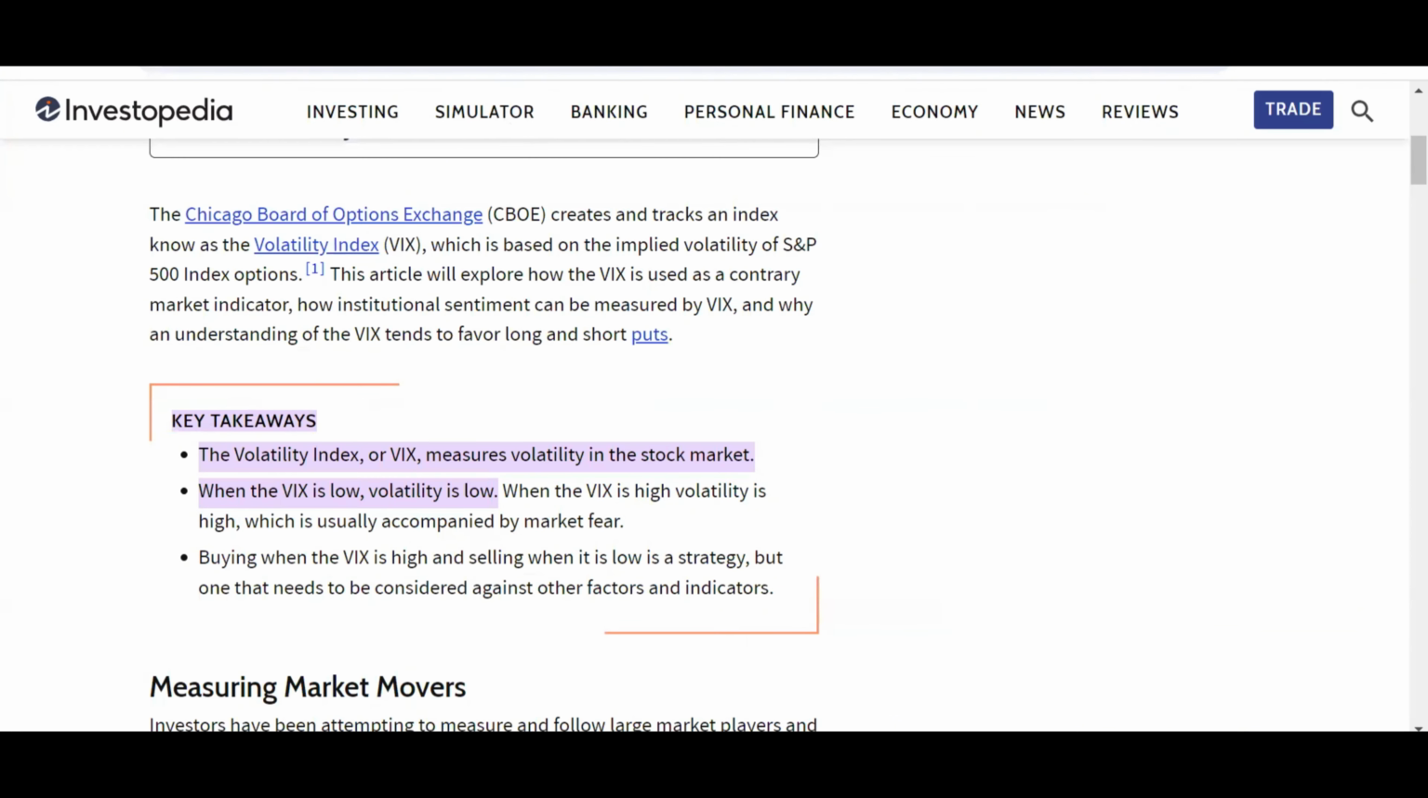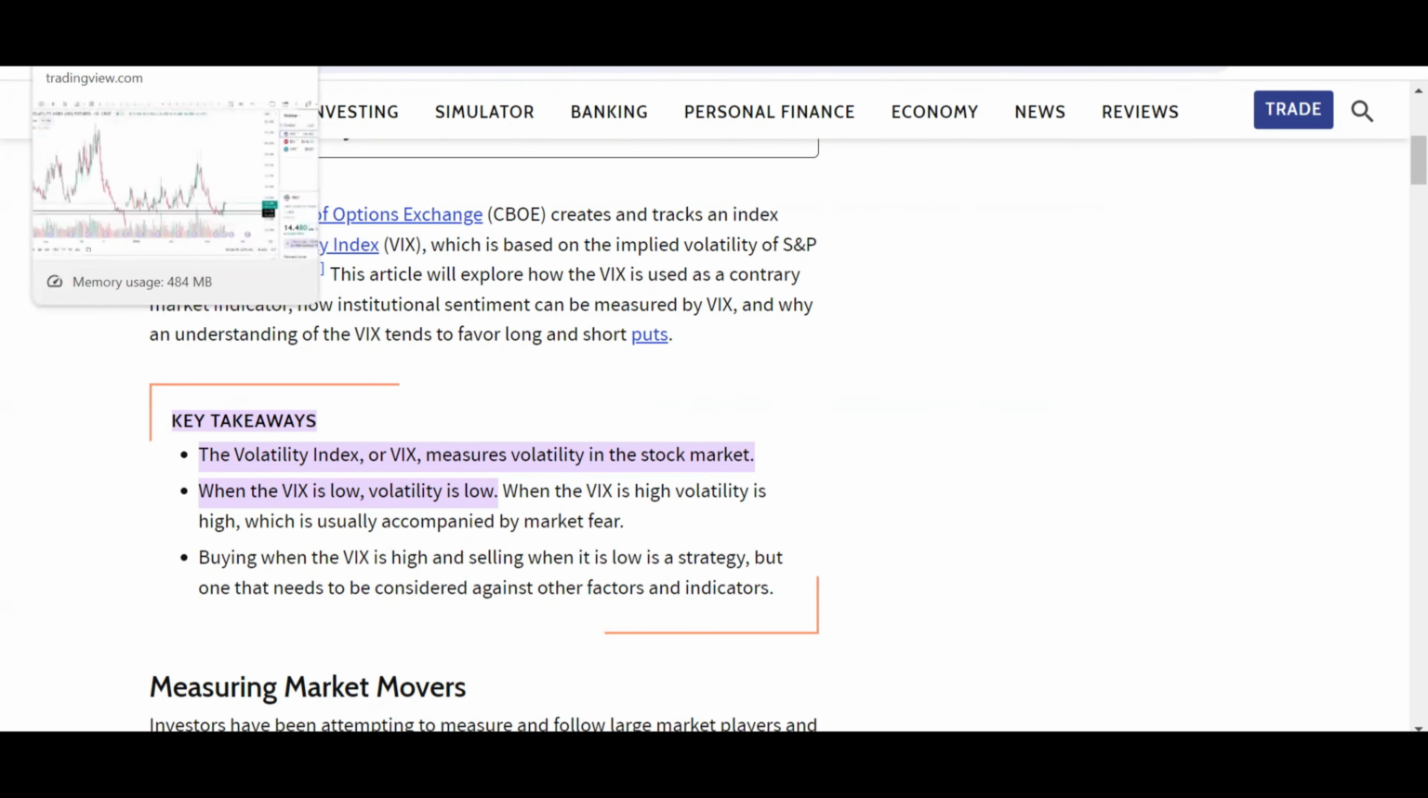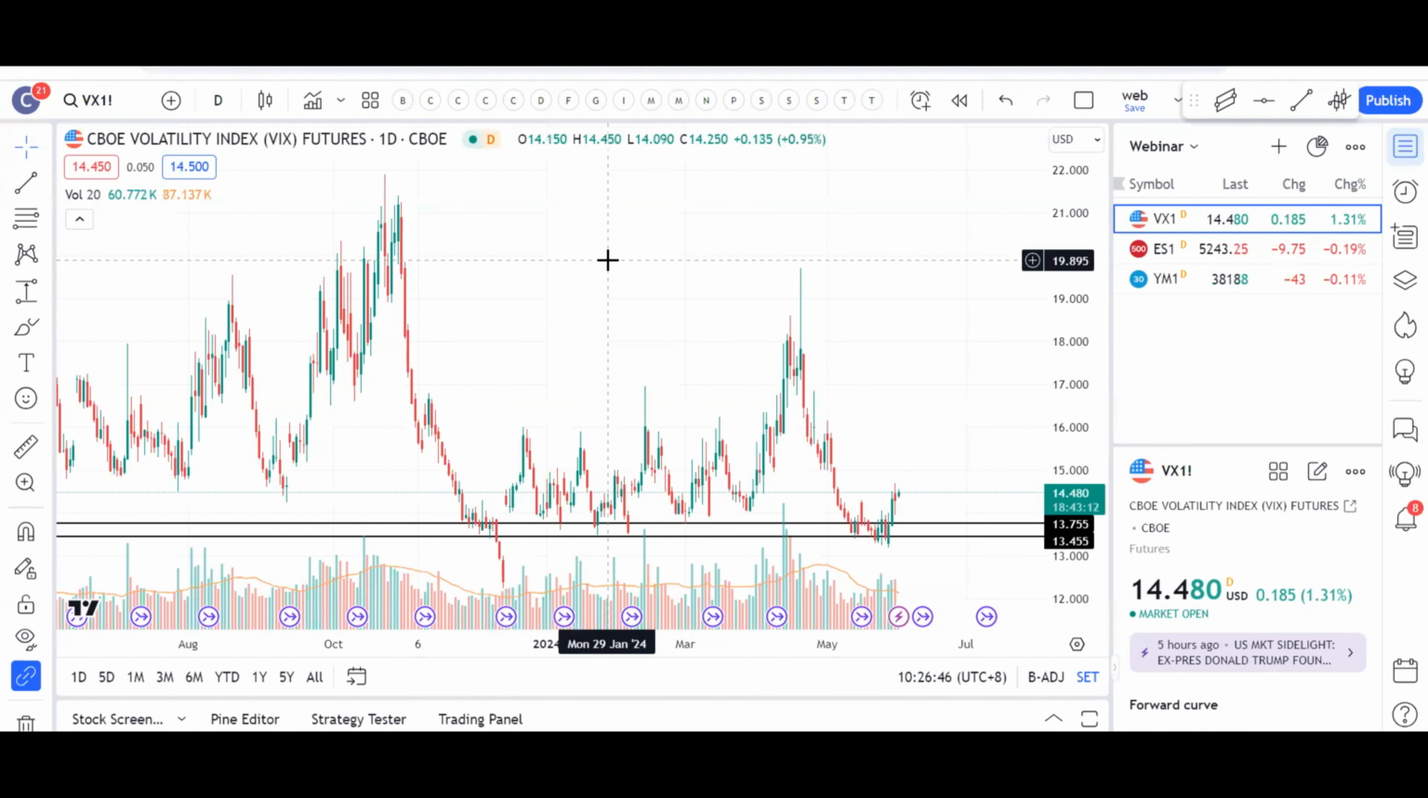This is from Investopedia. So the VIX measures volatility in the stock market. When VIX is low, volatility is low. When VIX is high, volatility is high, which is usually accompanied by market fear. So VIX actually tells us the expectation of people regarding the US market. To put it simply, when VIX is low, there's some form of complacency. When it's high, there's some form of fear. So let's dive into the VIX futures now.